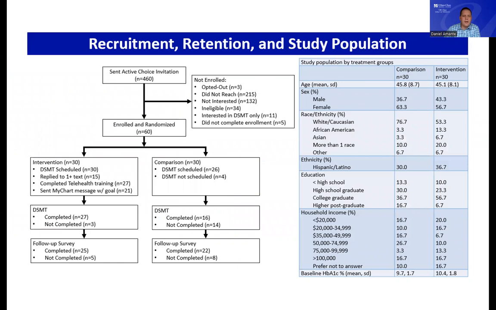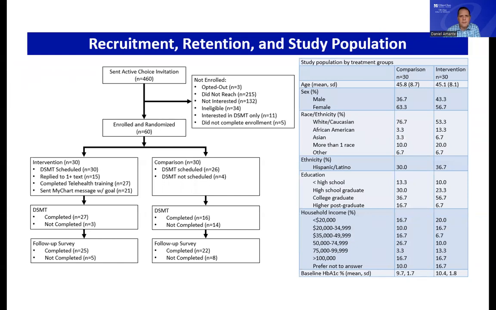To recruit our target of 60 patients, we sent out 460 active choice invitations. We then randomized to intervention and comparison group, followed them through their DSMT appointment, and a follow-up visit where we conducted a survey and semi-structured interview.